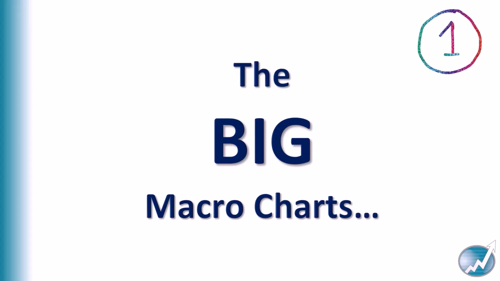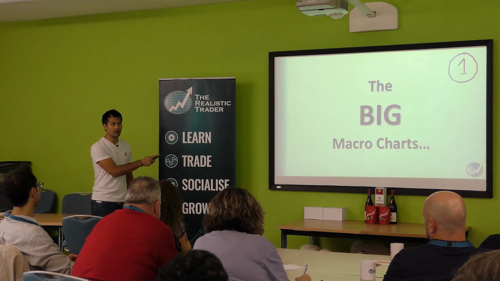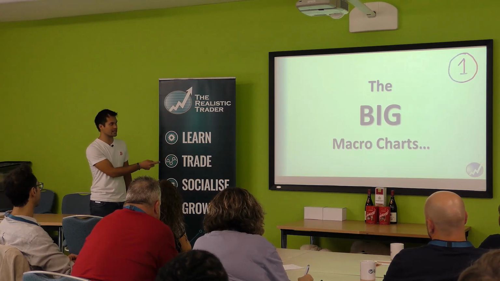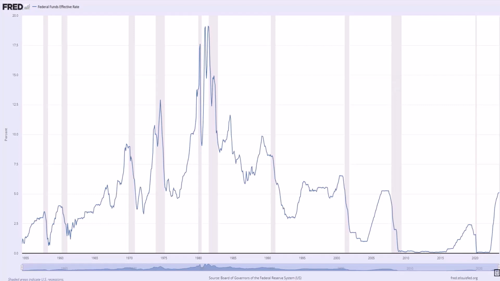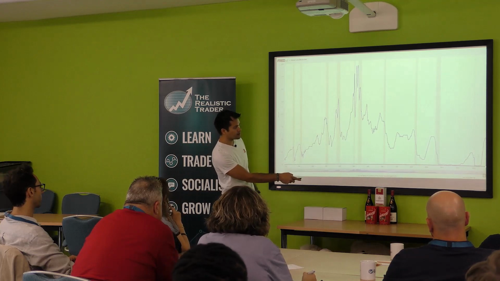Big macro charts. You've seen this before, and I'm going to remind you again constantly because I don't see this anywhere on YouTube or the internet. No one is looking at these charts combined. So the first chart is the Fed funds rate. We all know that rates have gone up quite a lot, so probably the fastest rate in history.